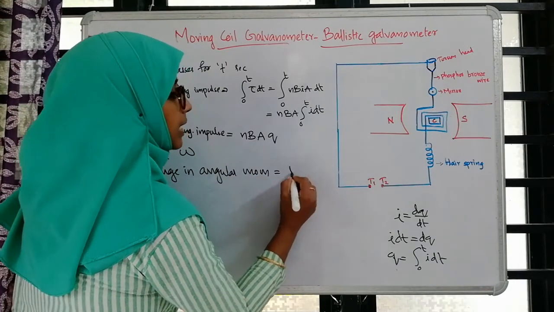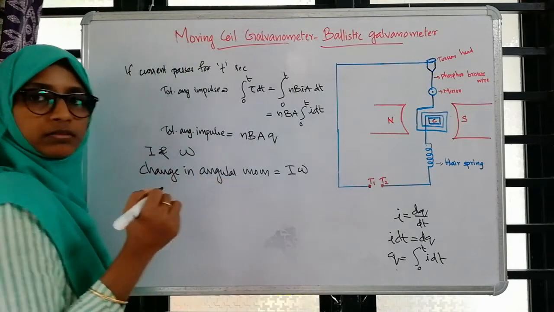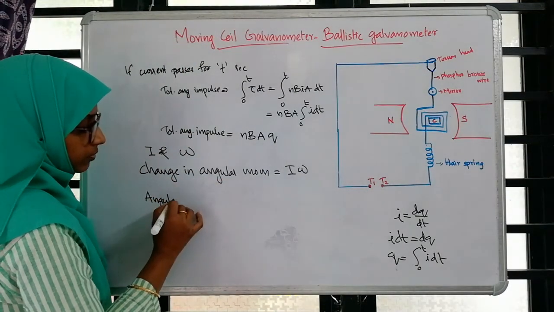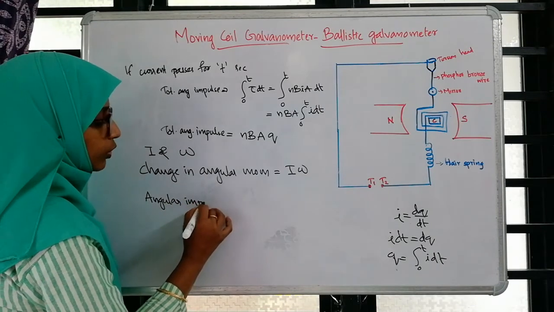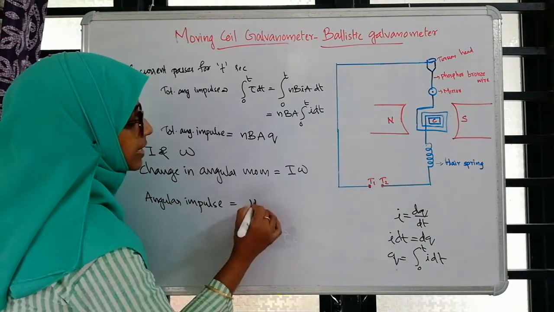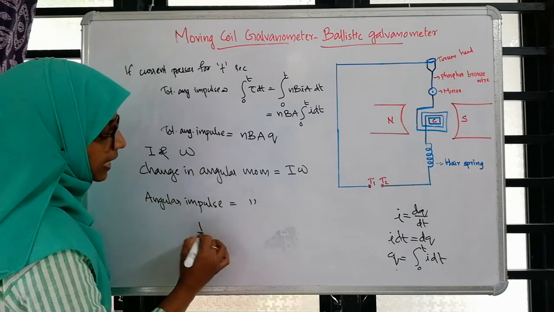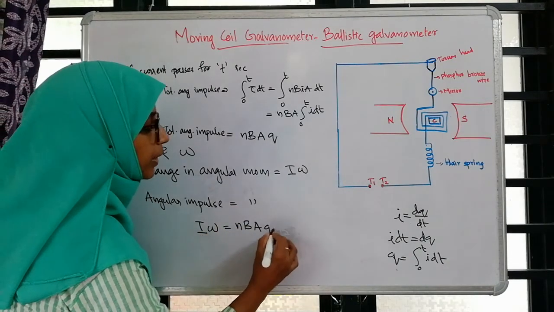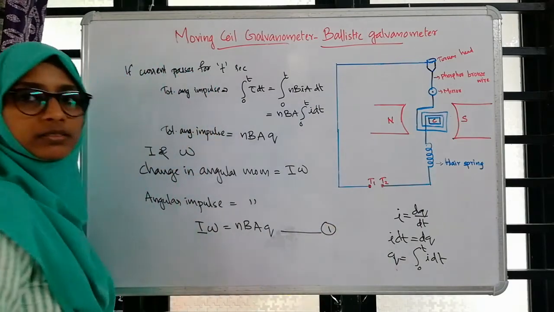Can be represented as I into omega. And we know the angular impulse is equal to change in angular momentum. So we can write I omega is equal to NBAQ, and give it as equation number 1.